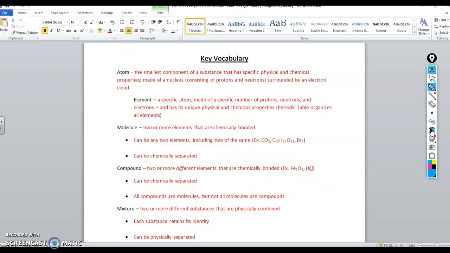Molecules and compounds. Differences between those. Remember, molecule is the generic. It could be any elements combined, same or different. Compound has to be different.